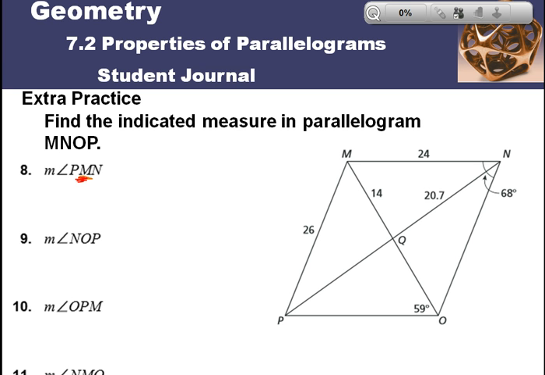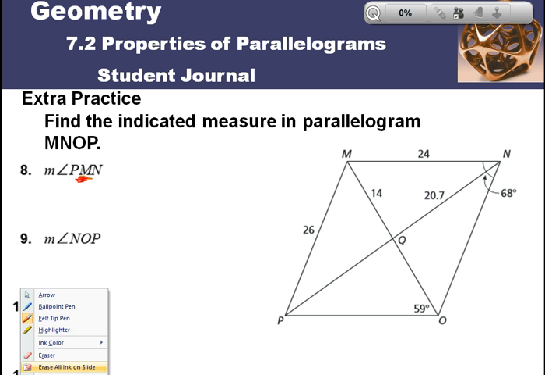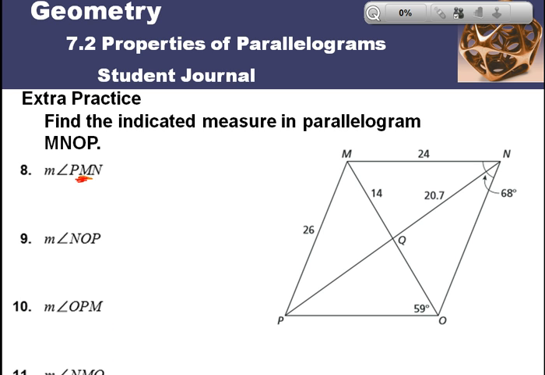So I'm going to maybe highlight this. I wonder if I'll be able to see the highlight at all. Yep, I can. So here is PMN. So that's this angle right here. So that angle right there.